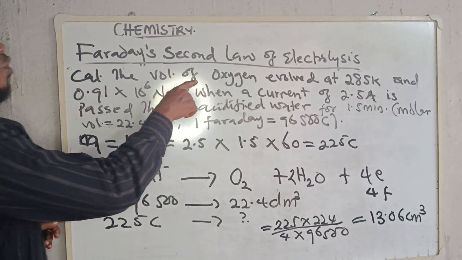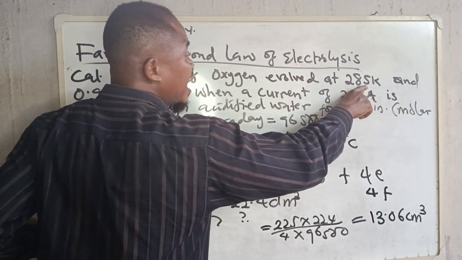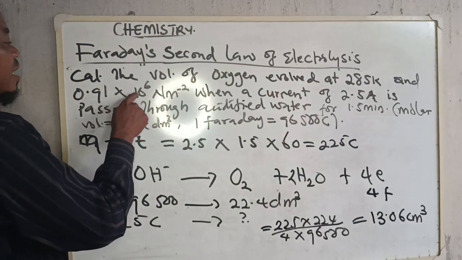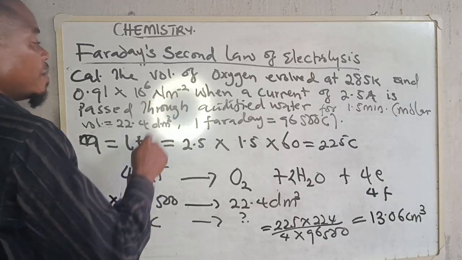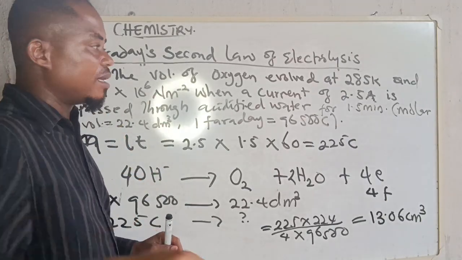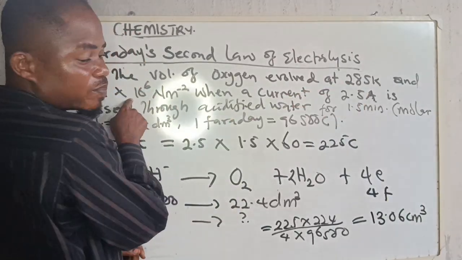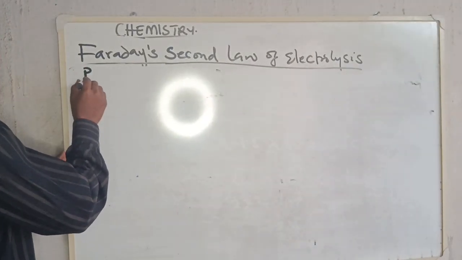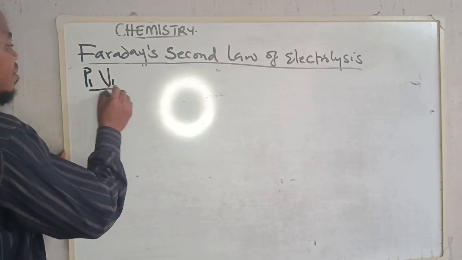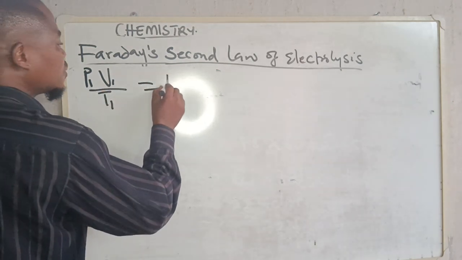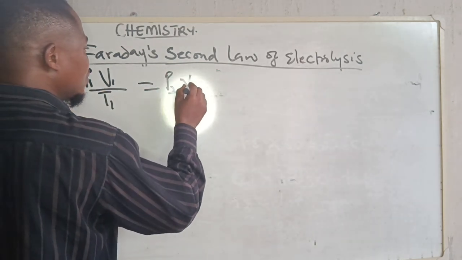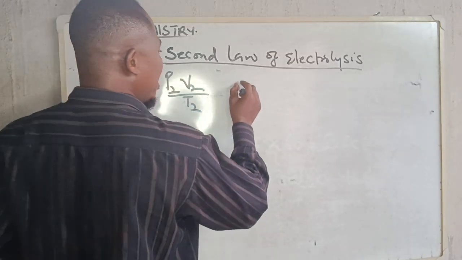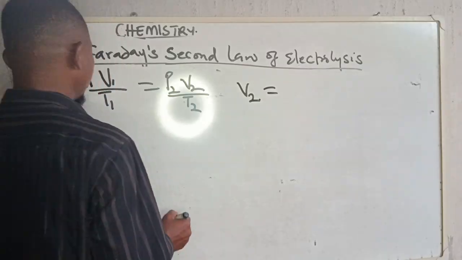They say calculate the volume of oxygen evolved at 285 Kelvin and what? 0.91 times 10 raised to power 6 Newton per meter squared. What I've calculated is at STP. Let's calculate for this temperature and this pressure. We're going to use the general gas equation. We say P1 V1 all over T1 will be equal to P2 V2 all over T2. From here we can make V2 the subject of the formula.